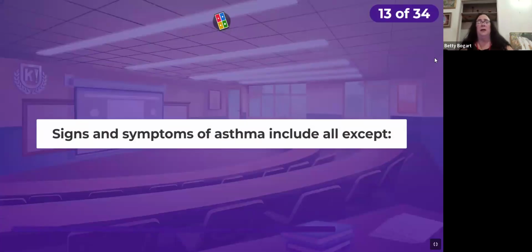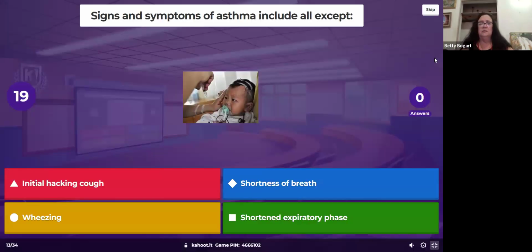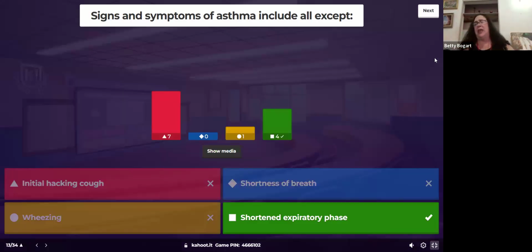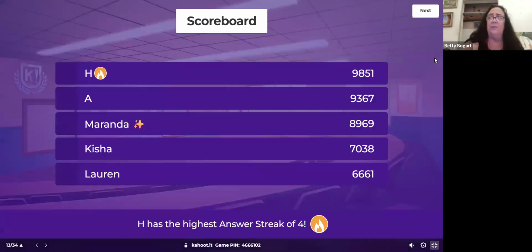Signs and symptoms of asthma include all except... Remember, asthma is all about air getting trapped and we can't get it out. We get air in, but we can't get it out. Remember, if you have a bronchospasm, the first thing you're going to do is cough. And of course, it's expiratory wheezing and short of breath. Yes, and you're tachypneic and tachycardic, but a prolonged expiratory phase. You can't get the air out. It's trapped in asthma.